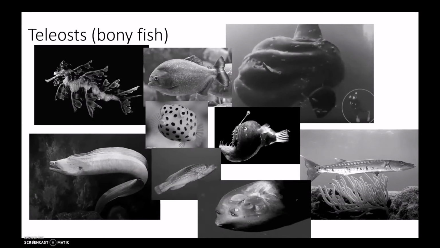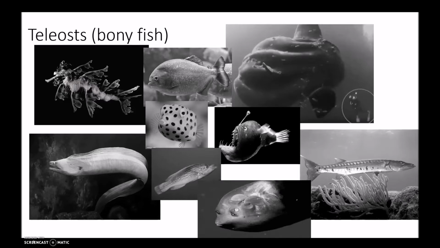Okay guys, so moving on to our teleosts, which are our bony fish. Again, what I've done here is I've put 1 freshwater fish in, and all the rest are marine species. So you can have a look and see if you can guess which one is the freshwater species. And if you happen to know the name of any of the others, have a guess and see if you can guess the name of any of the other fish.